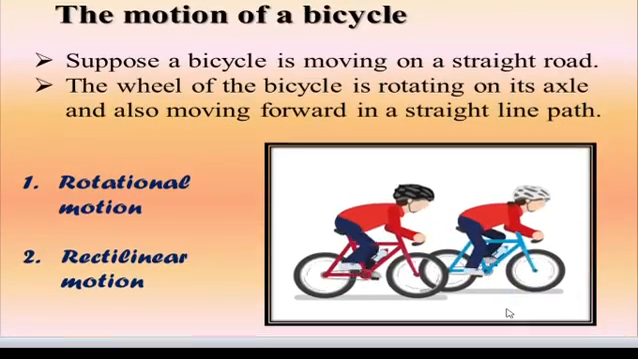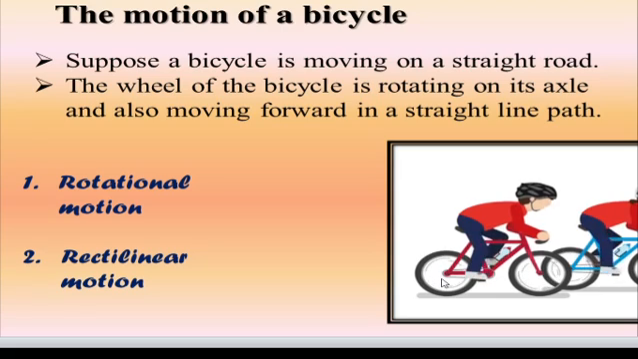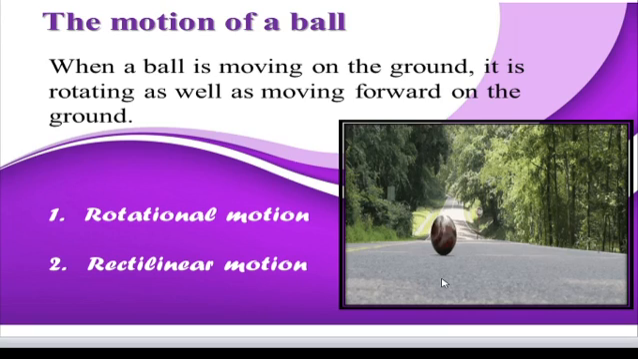The motion of a bicycle. Suppose a bicycle is moving on a straight road. When we look, the wheel is rotating on its axle and also moving forward in a straight line path. So rotational motion and rectilinear motion. When you see the wheel, it is rotational, fixed on the axle, and it is rectilinear as it is moving in a straight line. So the cycle moving on the straight road shows rectilinear motion.